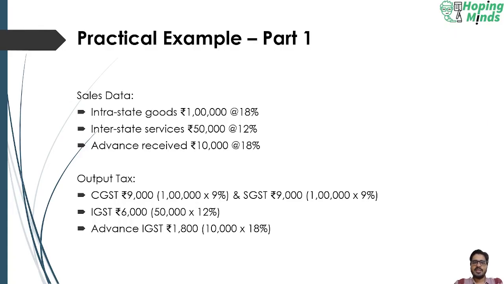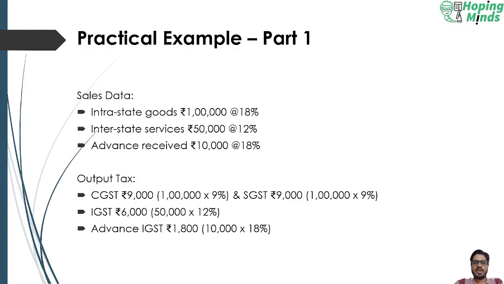So intra-state sale of goods rupees 1 lakh at the rate of 18%, interstate services provisioning rupees 50,000 at the rate of 12%, and advance received rupees 10,000 at the rate of 18%. So the output tax liability will be calculated as follows. On intra-state sale of goods of rupees 1 lakh, 18% will be divided into two parts, that is 9% and 9%, and will be charged under CGST and SGST. So CGST tax will be 9,000 and SGST tax will be 9,000.